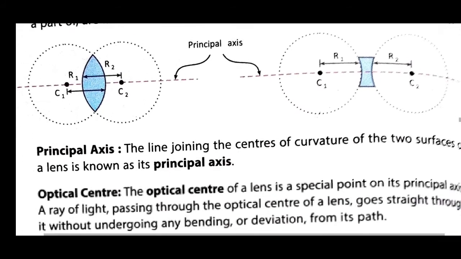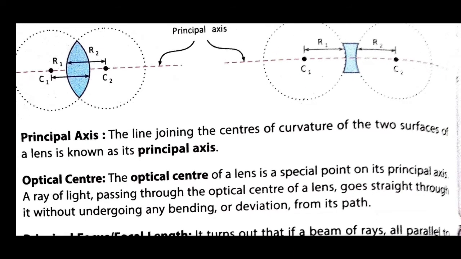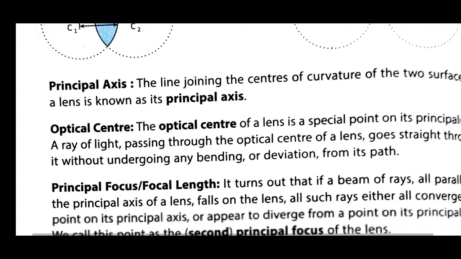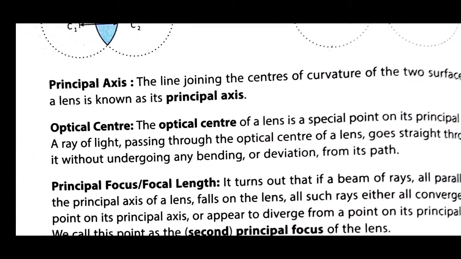After that, we have to learn principal axis. The imaginary line which passes through the two centers of curvatures. Here you see this dotted line which passes through the C1 and C2, or joins the C1 and C2, is known as principal axis. Whenever we have to draw the image or study anything in lenses, then this plays an important role in such activity.